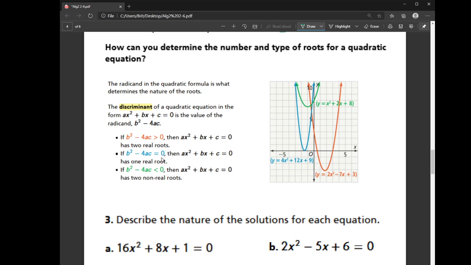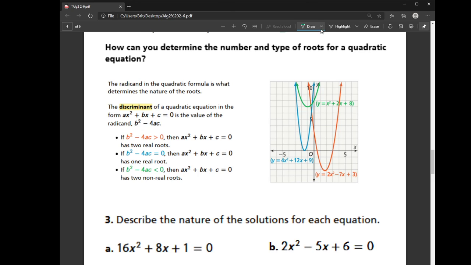If you plug into the discriminant and you get the number 0, that means you're going to have one real root. That means you're going to come down and touch the parabola in exactly one spot, and then you're going to go back up. And if I plug into the discriminant and I get a negative number, that means our parabola never actually crosses the x-axis. So I have two imaginary roots or two non-real roots.